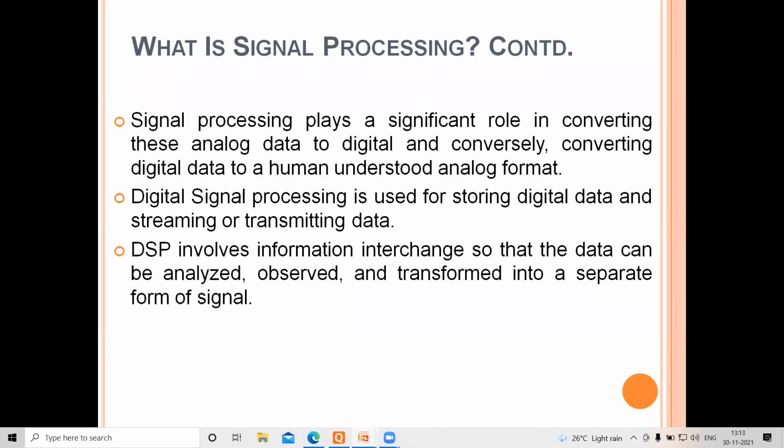Therefore, the challenge for digital signal processing would be, can we take out all this noise? Can we take out the clutter being introduced? Therefore, DSP plays a very, very important role. DSP involves basically information interchange so that the data can be analyzed, observed, and transformed into a separate form of signal. So what happens is, your DSP helps in analyzing your signal.